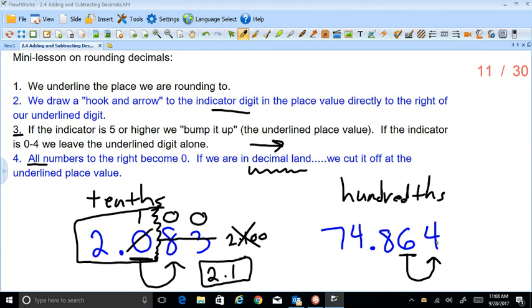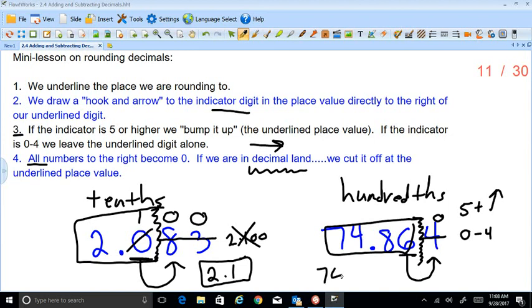And that 4 tells me to leave the 6 alone. Remember, if it's a 5 or higher, I'm bumping it up. If it's a 0 through a 4, I'm leaving it alone. I'm not touching it. If it's a 4, I leave the 6 alone, but still I'm on step 4. Everything to the right of that underlined digit becomes a 0, and I'm going to cut it off because I'm in decimal land, and I rewrite my final answer. Always rewrite your final answer, 74 and 86 hundredths, or 74.86.